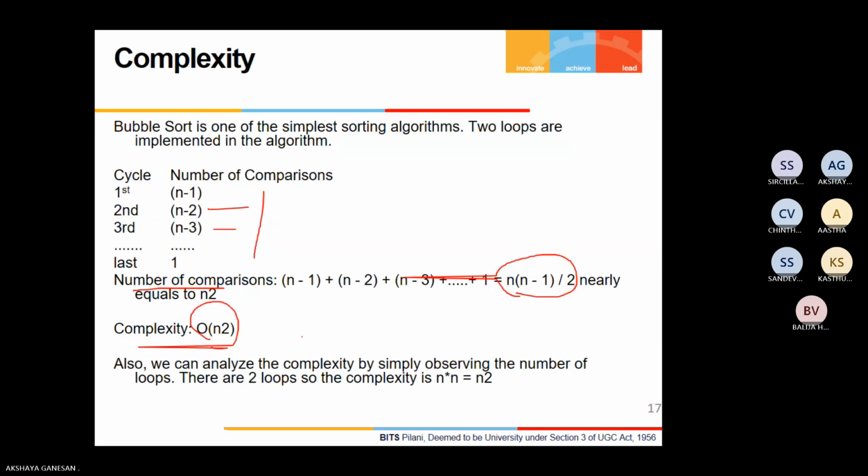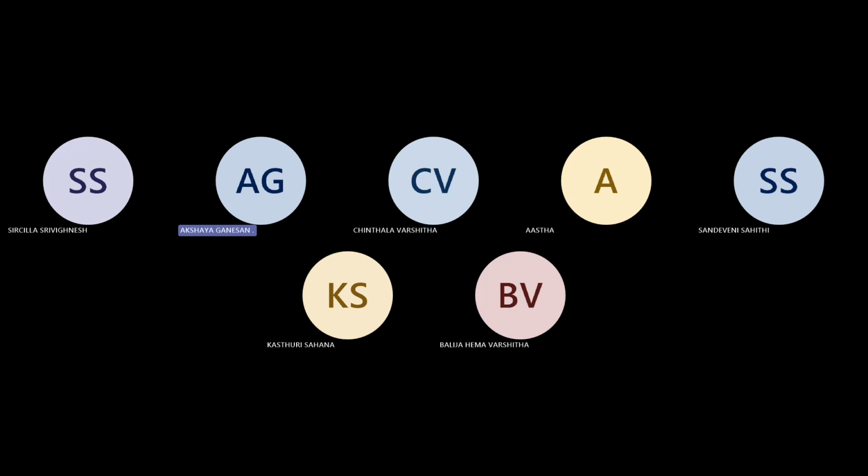Any doubts in this bubble sort? Is it clear? What are the improvisations? Why the time complexity? Bubble sort is one of the basic, simplest sorting algorithms.